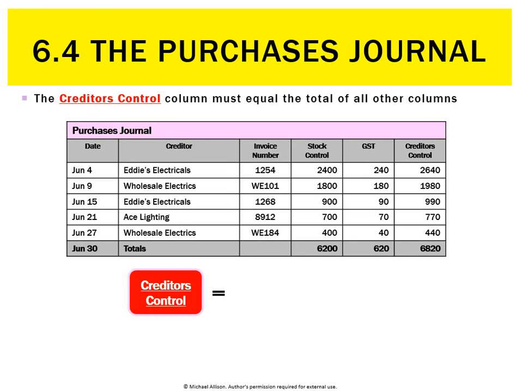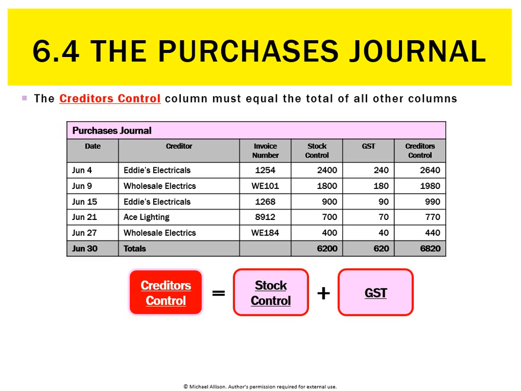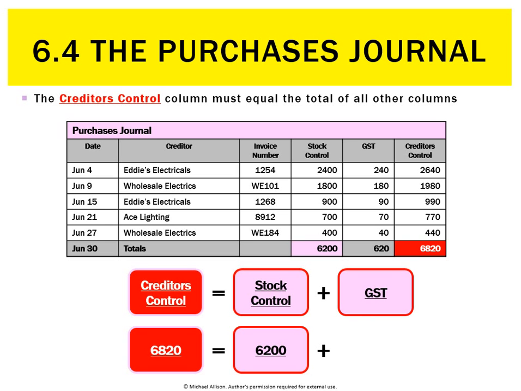Each line, the creditors control column must equal the stock control column plus GST. So taking the transaction on the 4th, 2400 plus 240 is 2640. On the 9th, 1800 plus 180 is 1980, and so on. And then we've got a checking mechanism for the whole month. The total creditors control of 6820 must equal the stock control of 6200 plus the GST of 620.